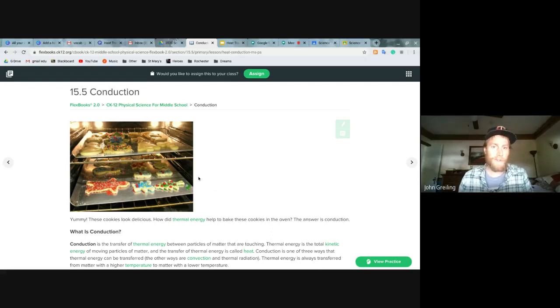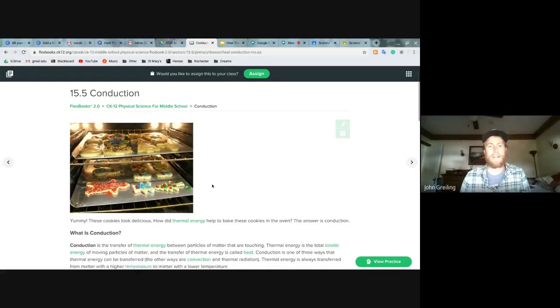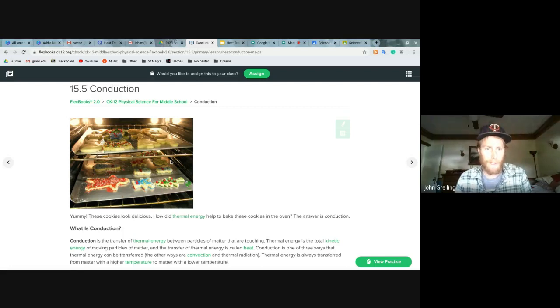Conduction. Maybe you've heard this word when they're talking about an oven, and that's the first picture we see here. Looks like Christmas cookies. Yum. Let's get going. These cookies look delicious. How did thermal energy help to bake these cookies in the oven? The answer is conduction. What is conduction?